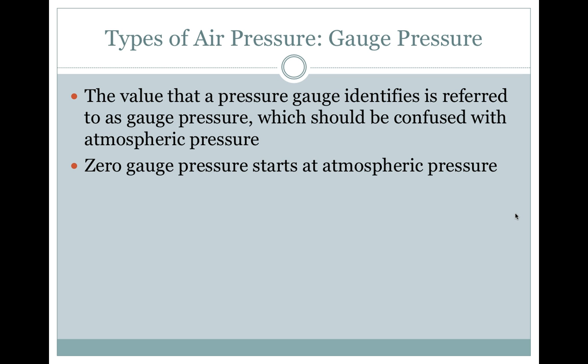Gauge pressure. The value that a pressure gauge identifies is referred to as gauge pressure, which should not be confused with atmospheric pressure. Zero gauge pressure starts at atmospheric pressure.